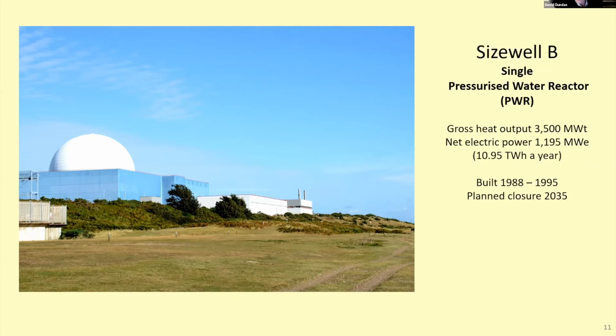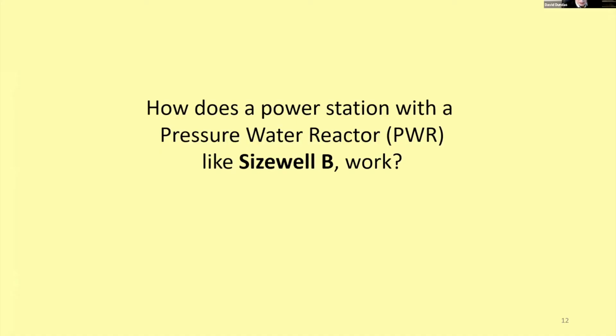You can see the heat output is 3,500 megawatts, but by the time that's been converted into electric power, you lose about 2/3, and so the electric power output is 1,195. As you can see, it was built in 1988. Well, started built in 1988, and it will be closed in 2035. So how does a power station with a pressurized water reactor like Sizewell B work?